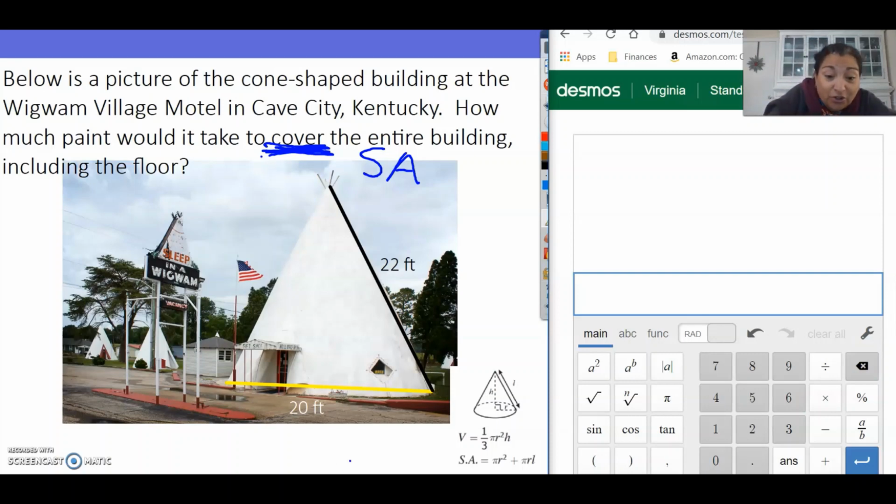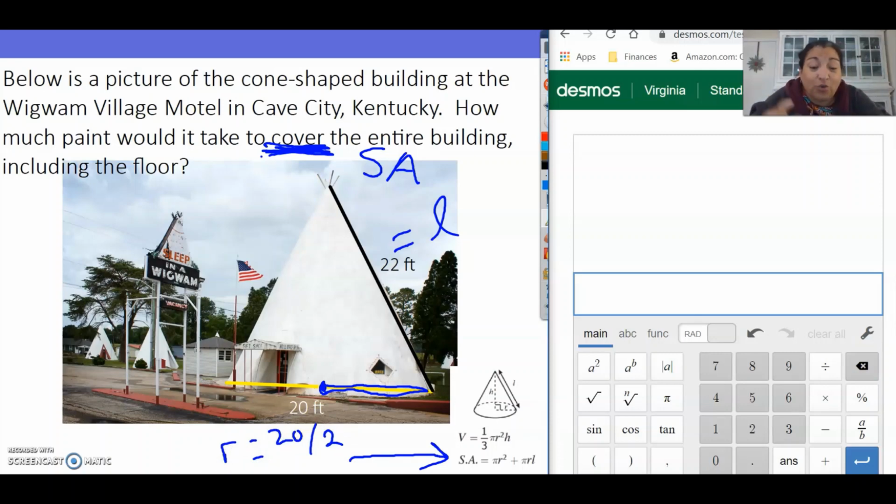So let's come down here to the formula for surface area. And then let's figure out what all of our pieces are here. For surface area, all we need is the radius and the slant height. So slant height we know is this one over here to the side. It's an L. And our radius is going to be half of that diameter. So 20 divided by 2 is going to equal our radius. If you can see, that yellow line comes all the way from one end to the other. So radius is half of it, which means you divide by 2.